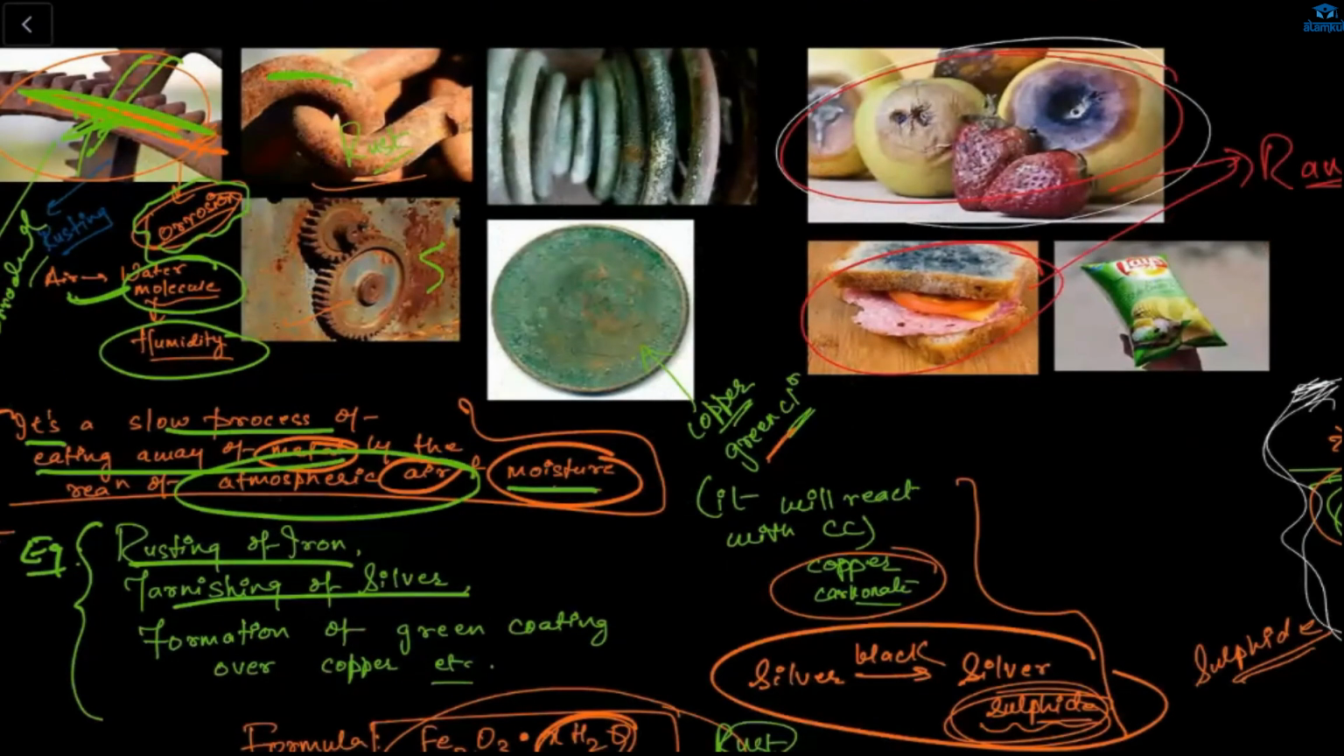See, this is the copper metal. That's why there is a green coating here. Because it reacts with carbon dioxide to form copper carbonate. That's why there is a green coating on copper, a black coating on silver, and a brownish coating on iron.